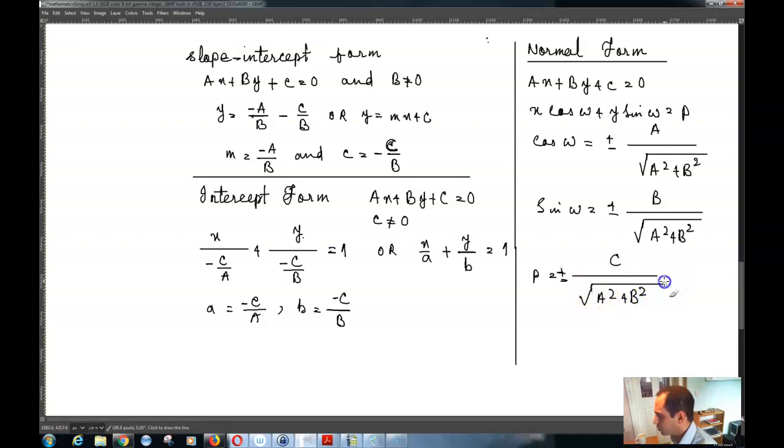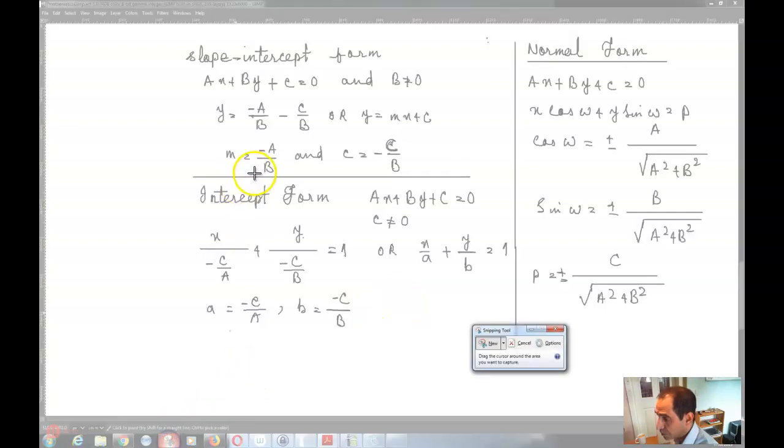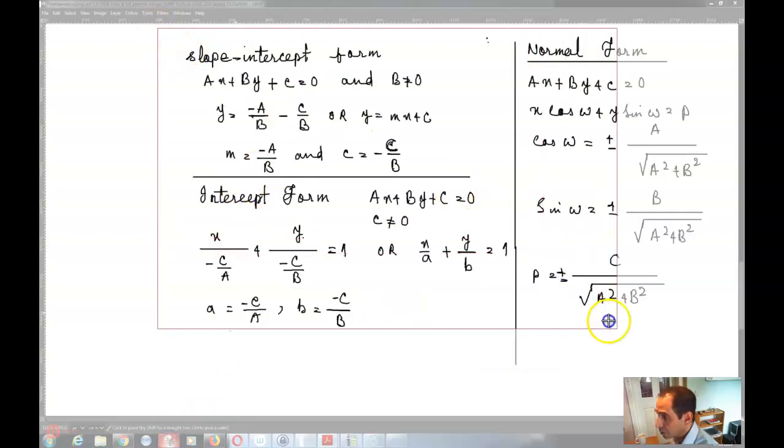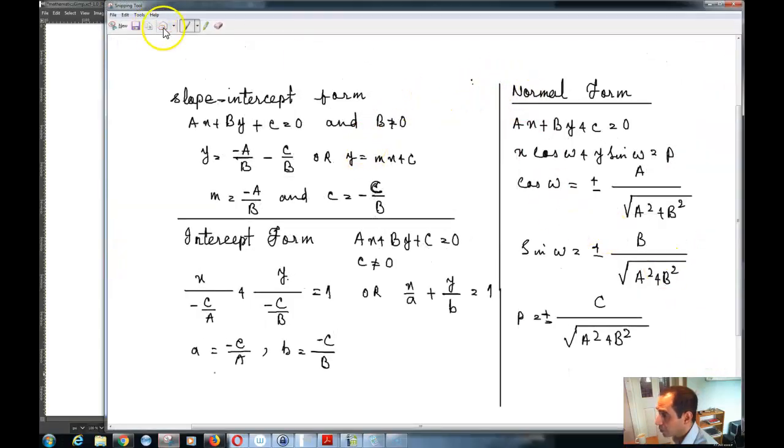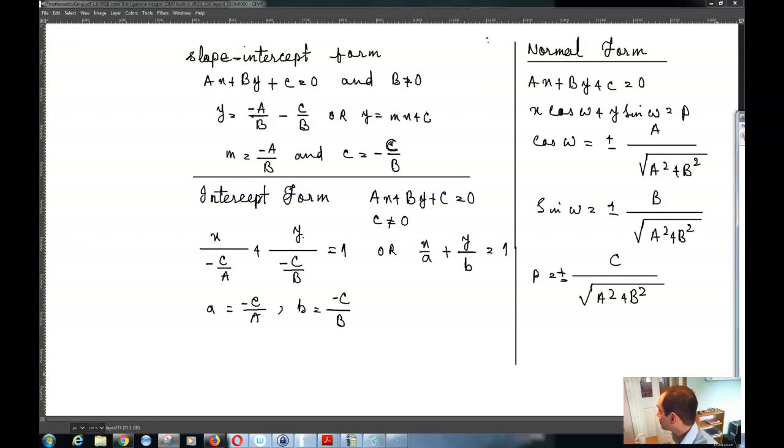So we are going to be using these formulas in the following exercises. So I will simply make a screenshot here, and then we will go to the exercises.